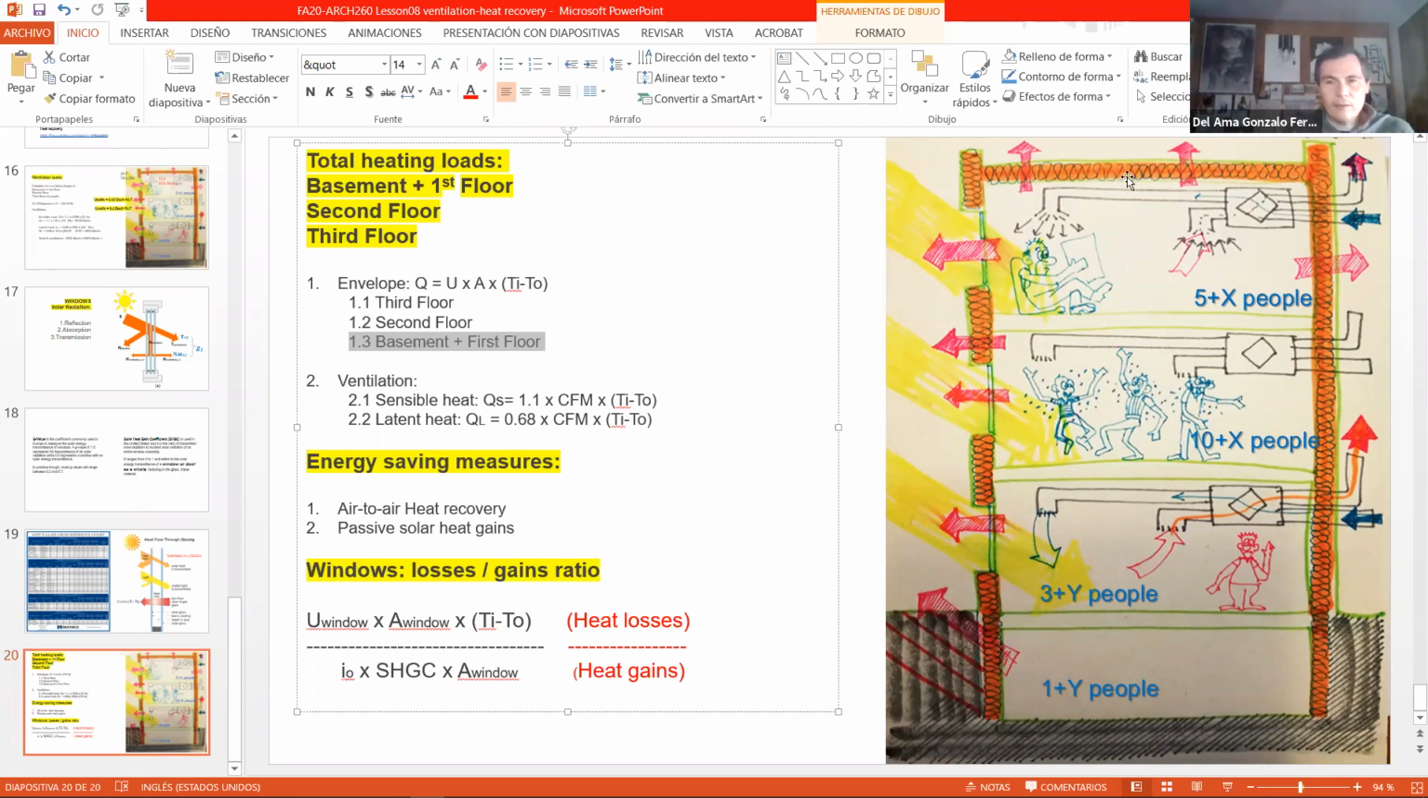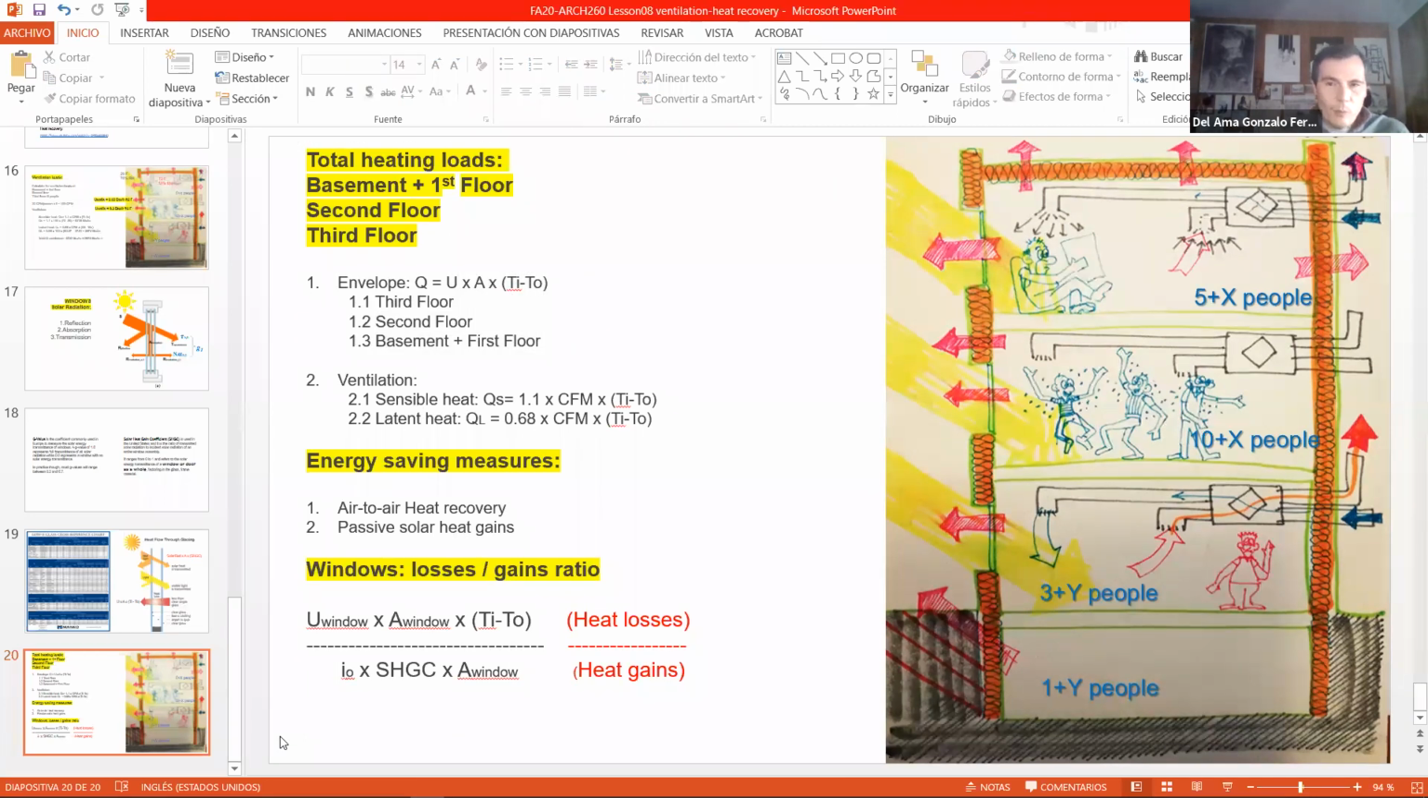We have already calculated the thermal loads of the whole building. Now we are dealing with different units. We have the third floor, the second, and the basement and the first floor. And then you have to calculate the ventilation loads of each unit. The third floor, then the second floor, and then the basement and the first floor. Okay, so now we are going to add up the thermal loads of the third floor, and we will differentiate between the envelope and the ventilation. The second floor, the envelope and the ventilation. And basement and first floor, the envelope and the ventilation.